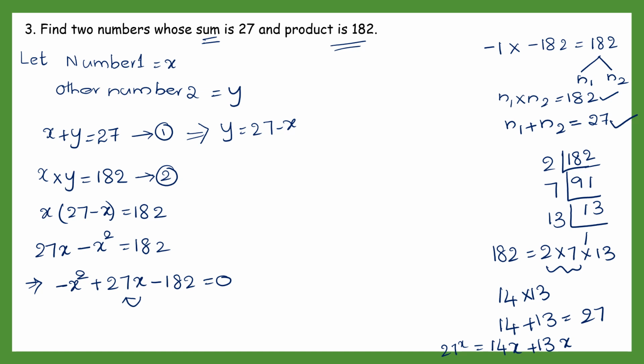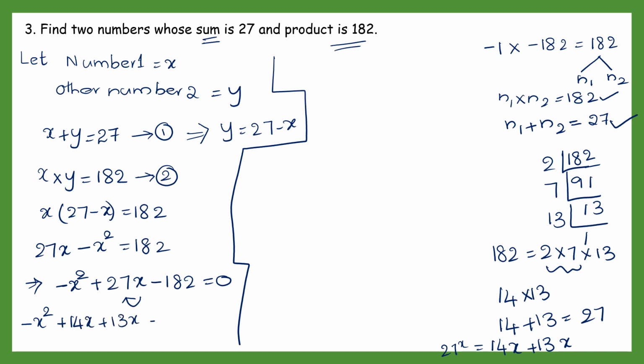So, minus x square plus 14x plus 13x minus 182 is equal to 0. Here you have x square, here you have x. x square can be written as x into x. So, in the first two terms, you can take x common. Let's take minus also common. Minus into what is minus? Minus into plus.